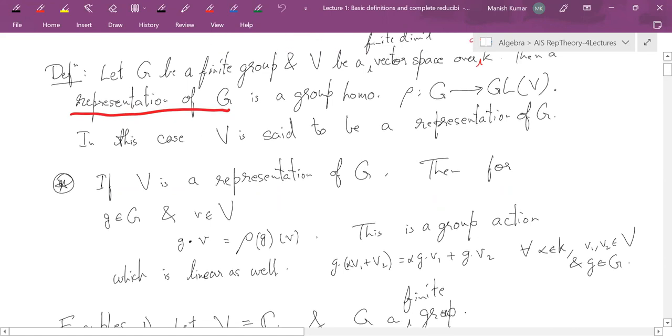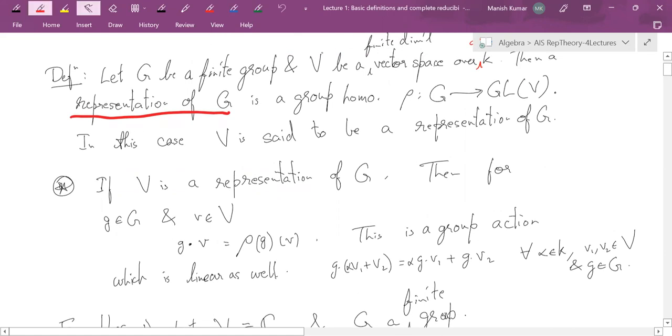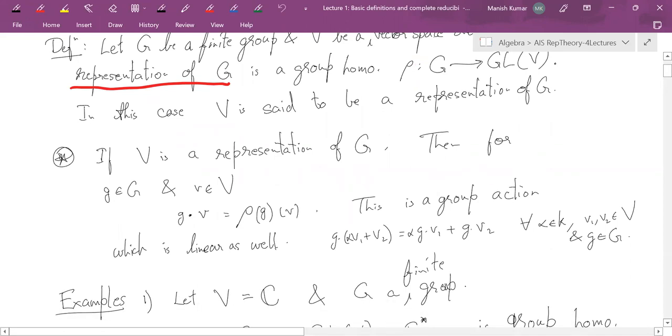And so many times people just say... One should keep both V and rho in the notation, but sometimes people just write V is a representation of G. By abuse of notation, like M is an R-module, there should be a notation for how R acts on M as well, but we know what it means. So sometimes just V is used.